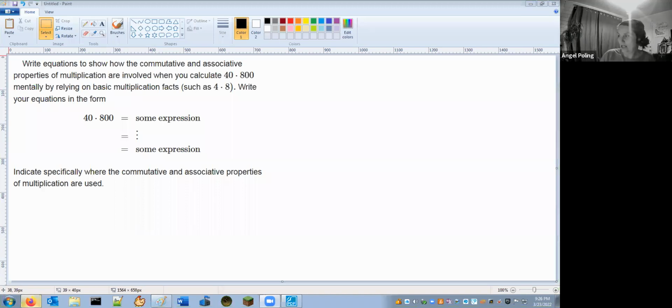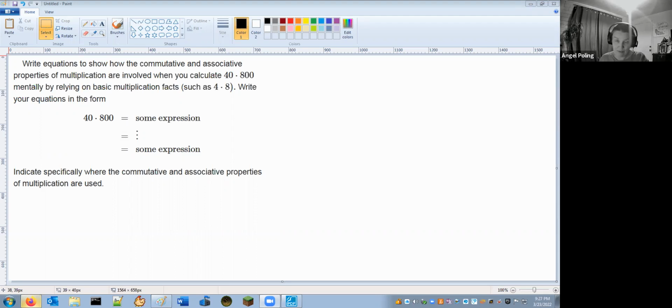All right, write equations to show the commutative and associative properties of multiplication to show how they are involved when you calculate 40 times 800 mentally by relying on basic multiplication facts such as 4 times 8. Write your equations in the form of 40 times 800 equaling some expression, which equals another expression, which equals another expression, which is your answer. Indicate specifically where the commutative and associative properties of multiplication are used.